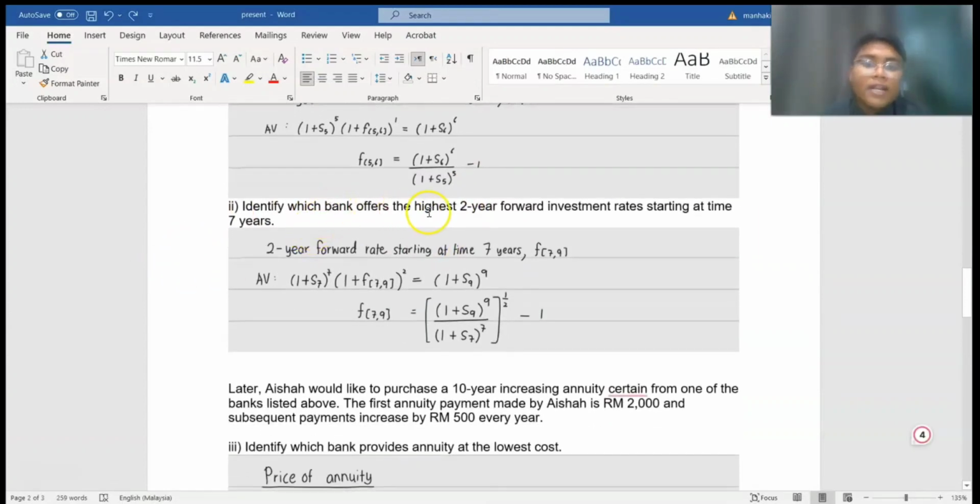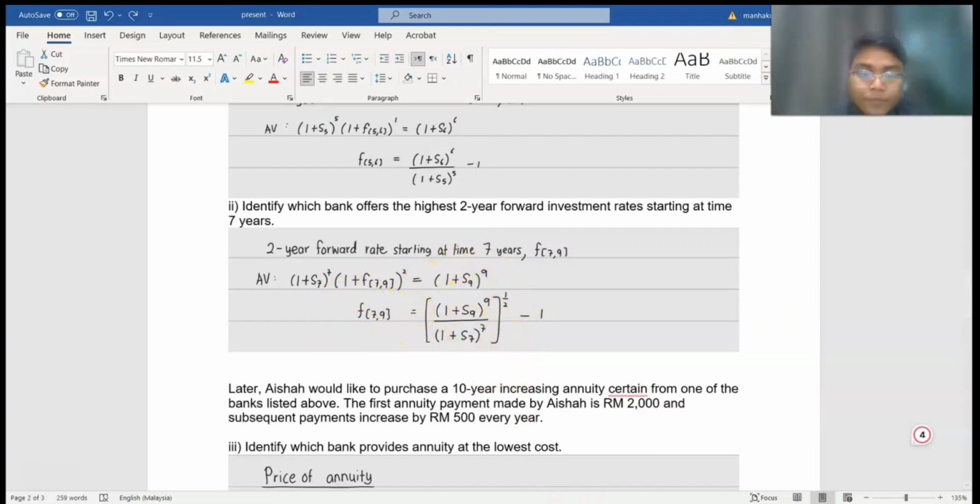Identify which bank offers the highest 2-year forward investment rate starting at time 7 years. So the 2-year forward rate starting at time 7 years is F79. Same as before, we use the accumulated value formula: 1 plus the spot rate at 7 years to the power of 7, multiplied by 1 plus F79, all together to the power of 2, equals 1 plus the spot rate at time 9 years, all together to the power of 9. So we can solve for F79 with this formula.